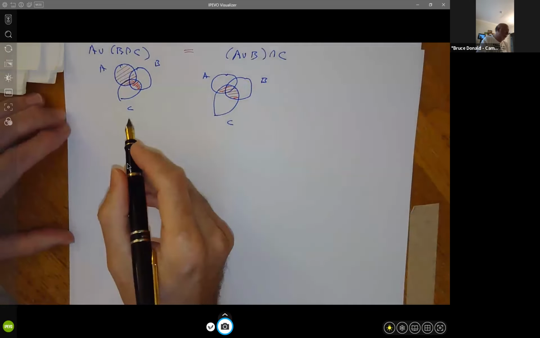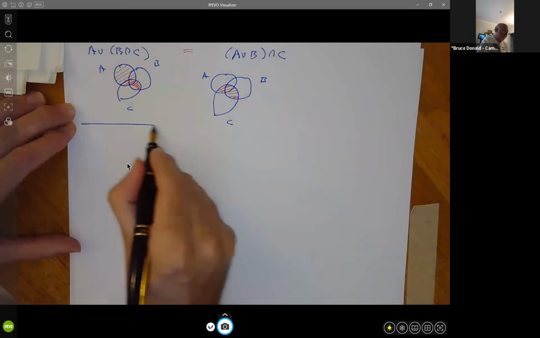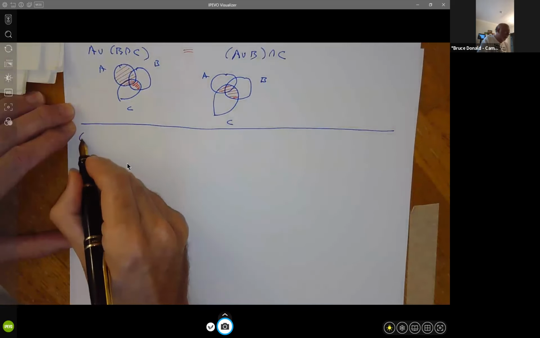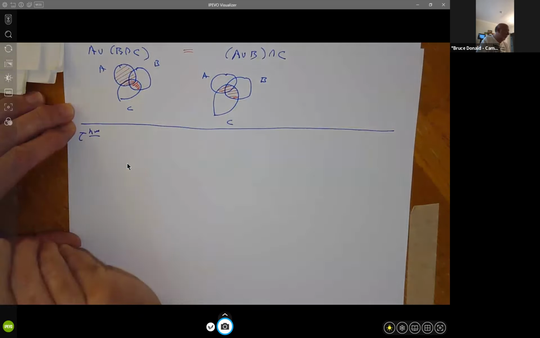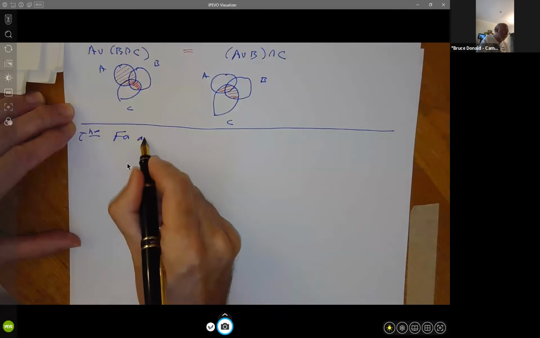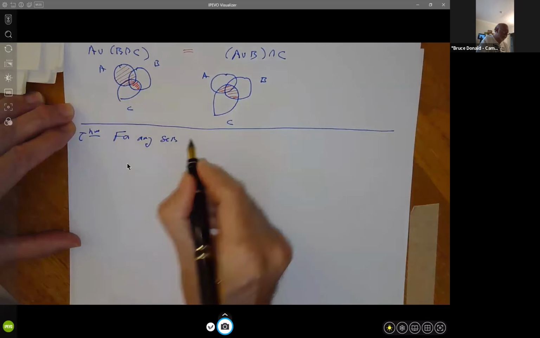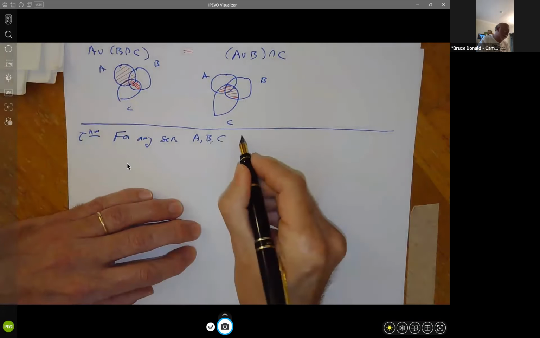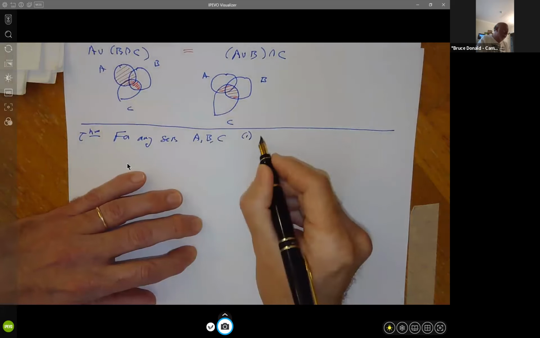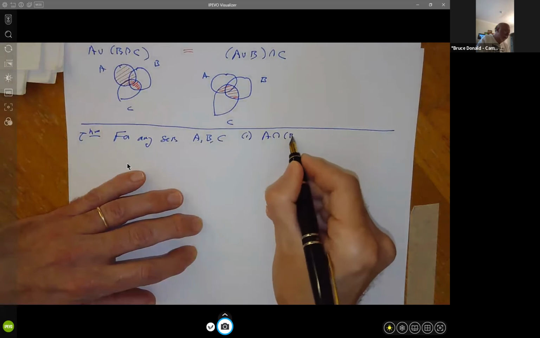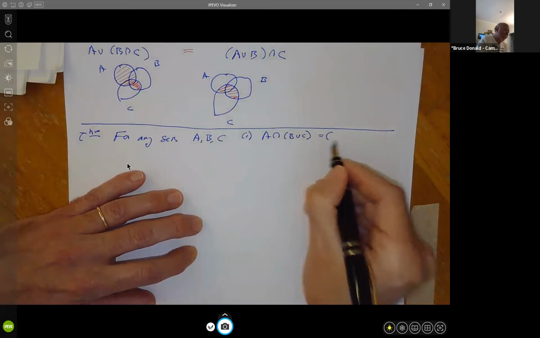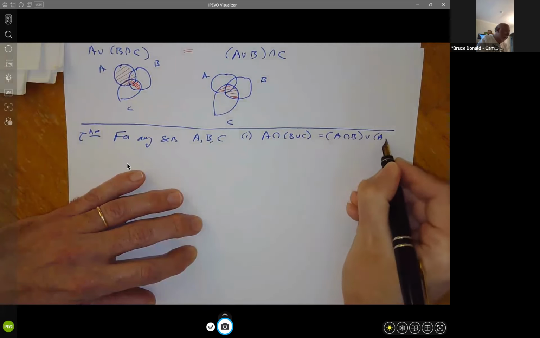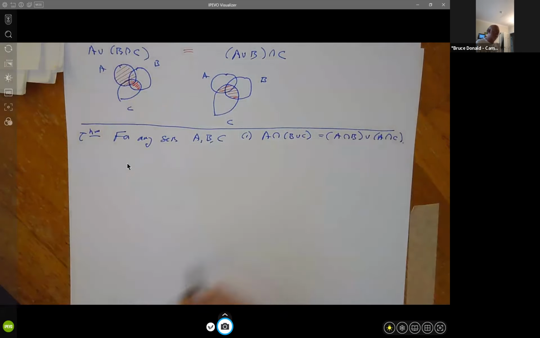By contrast, I have something like this. So here's two different things. I'll call it a theorem. It's a fundamental theorem of set theory. For any sets A, B, and C, we have, I'll call this Theorem 1, A intersect (B union C) is equal to (A intersect B) union (A intersect C). So these are actually equivalent.